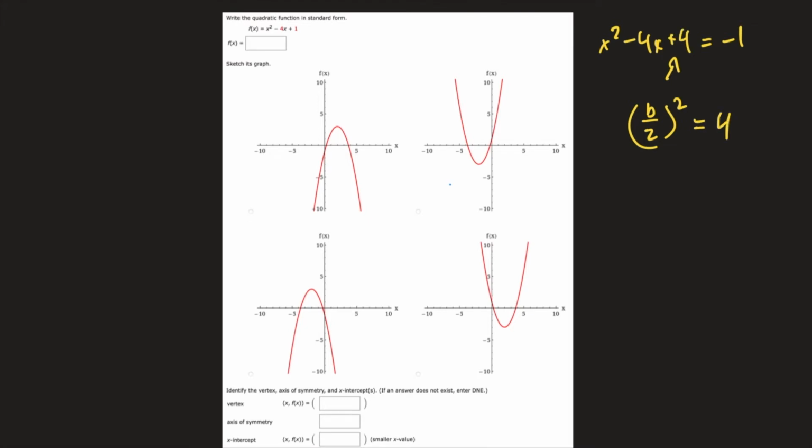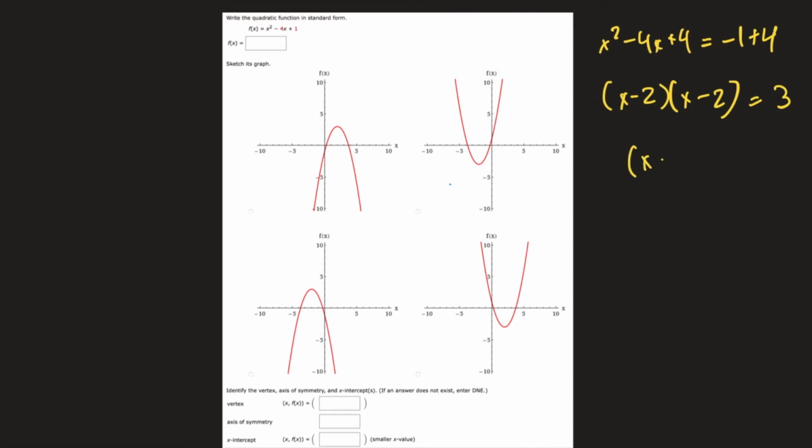So plus 4, and I'm going to do the same thing to the other side of this equation, because whatever I do to the left, I have to do to the right. I'm going to erase this. Now I'm going to factor this, giving me x minus 2 and x minus 2 equals 3 on the right side. So on the left side, I have x minus 2 squared equals 3. If I bring that 3 over to the other side, I now have the standard form of this function, f of x.